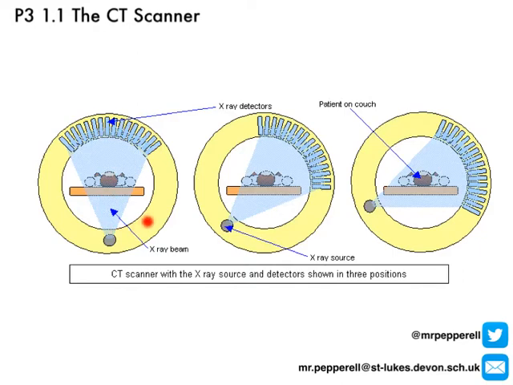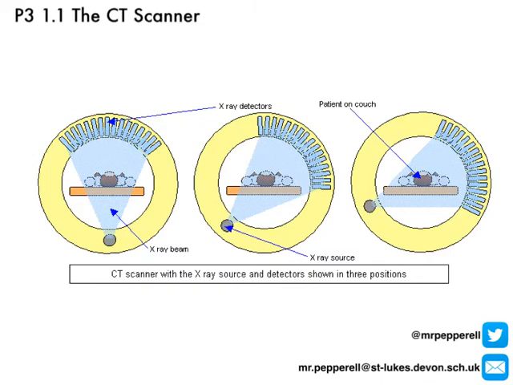Now as the tube rotates around, so we can see it's rotating around here, it's gone a bit further around here, the detectors up here detecting the X-rays are sending information about the X-rays they're receiving to a computer where all this information is recorded. And when the tube has finally done a complete rotation all the way around that ring, the computer can then use the info to build up a 3D image of the tissues that the X-rays have passed through.